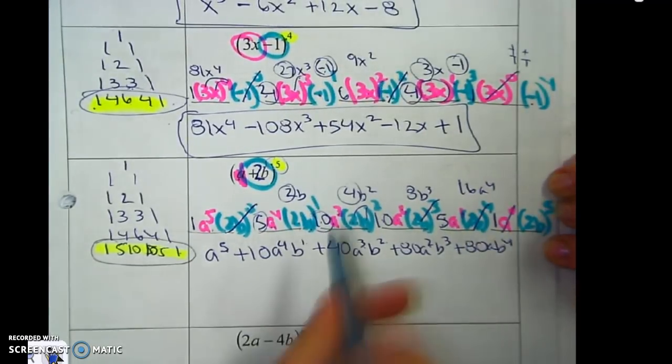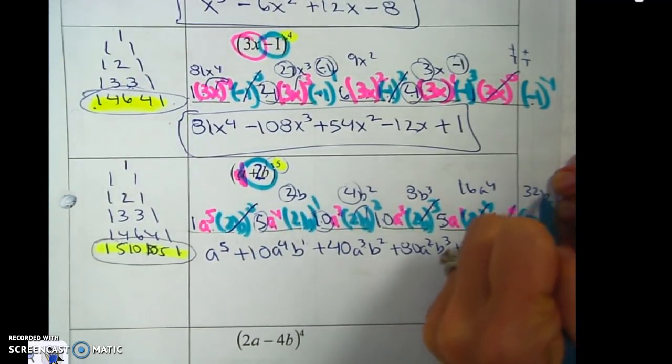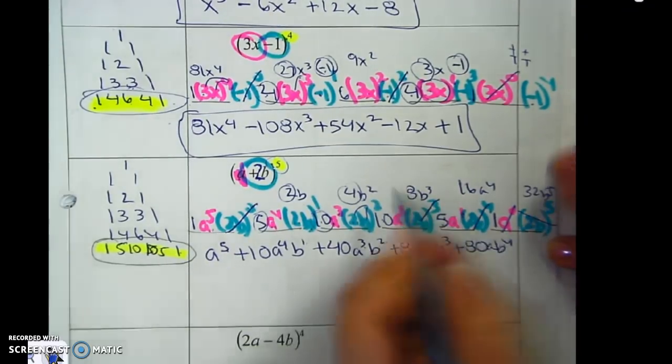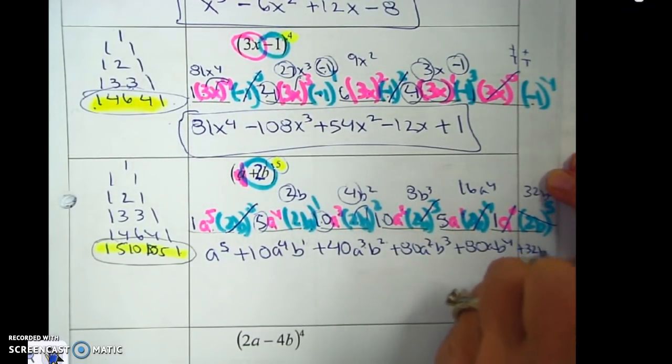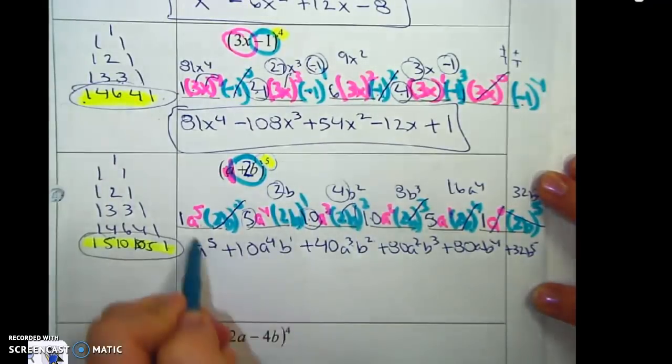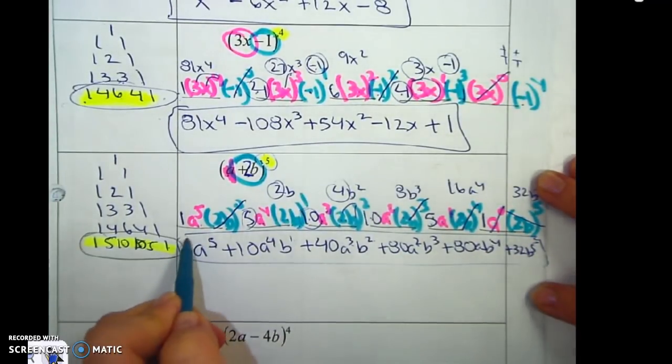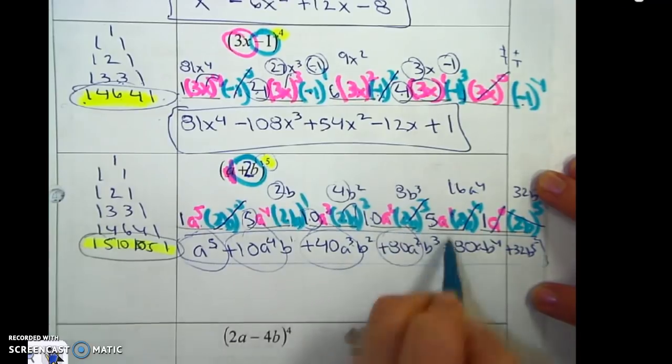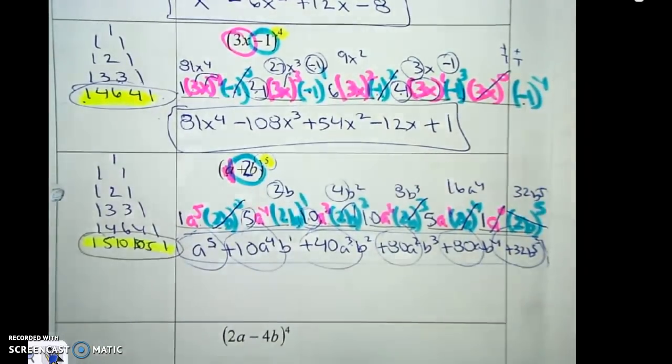And then anything to the 0 is 1. 2 to the 5th is 32. b to the 5th, and I finished with that. So 32b to the 5th. And there is my long answer. Let's see how many terms. 1, 2, 3, 4, 5, 6. One more than the exponent.